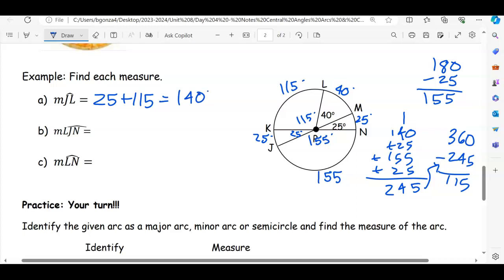Now, LJN. You're going to have to follow L to J to N. Follow the edge. L to J to N. How many pieces is LJN? LJN has 3 pieces. So you have to add the parts to get the whole, right? So let's add up LJN. It's 115 plus 25 plus 155. And I get 295.